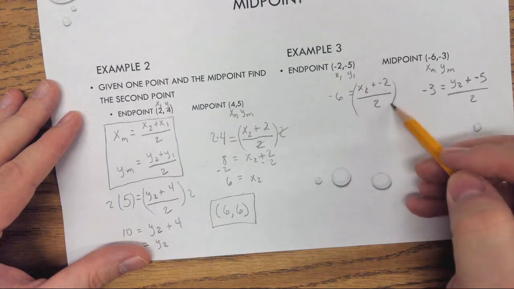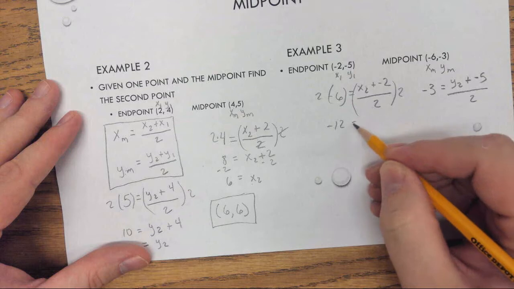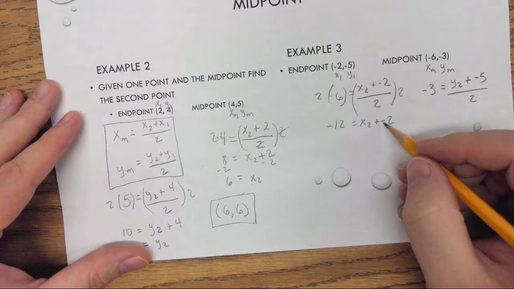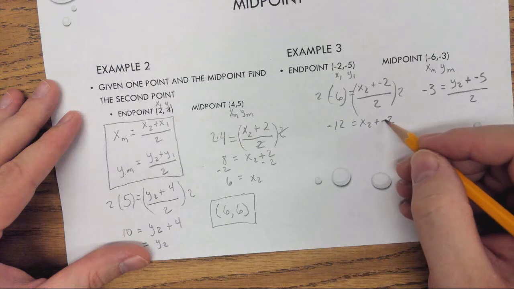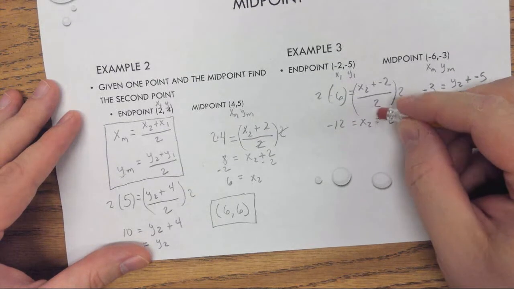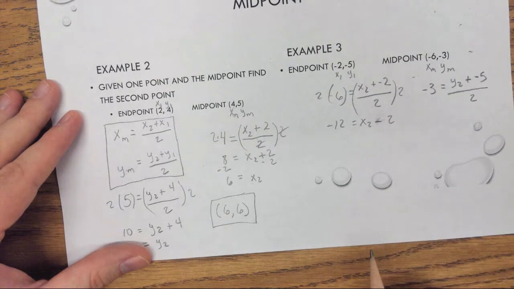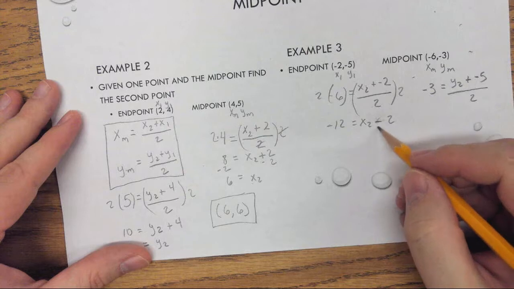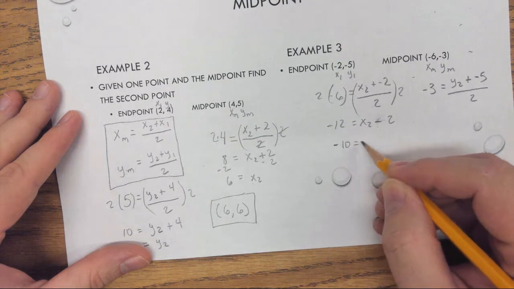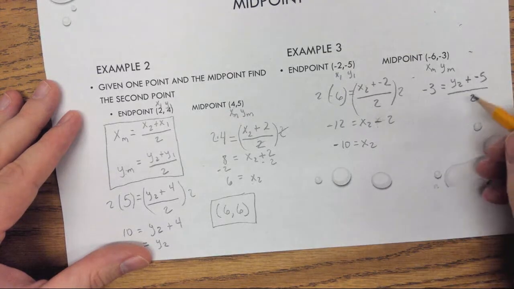Multiply both sides by 2. I get negative 12 equals x2 plus negative 2. Let's combine this plus minus together and make it just minus, because when I add a negative, it's the same as subtracting. Okay, so then I'm going to add 2 to both sides, and I'm going to get negative 10 equals x2. And I got my x value of my point.